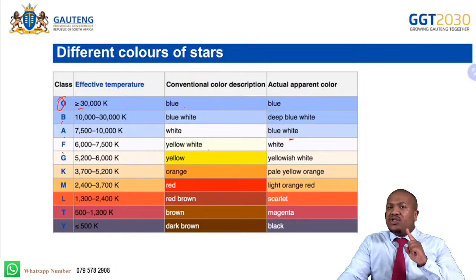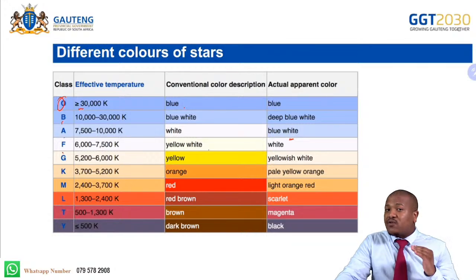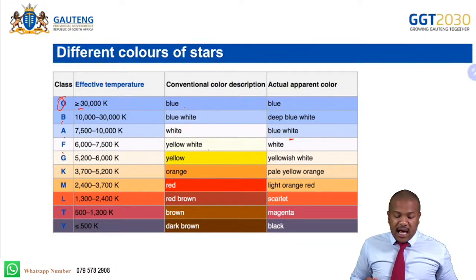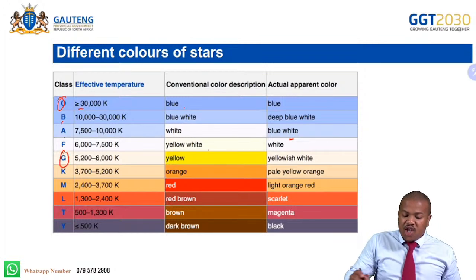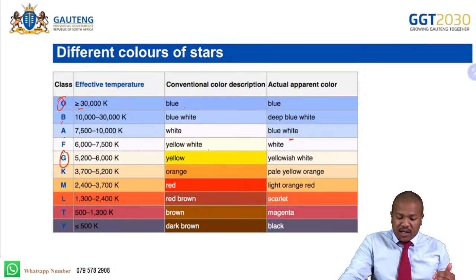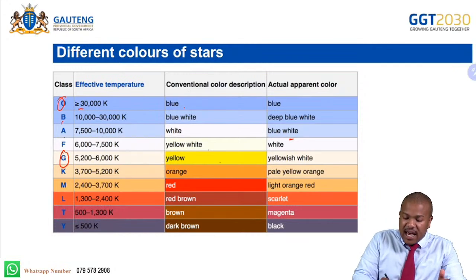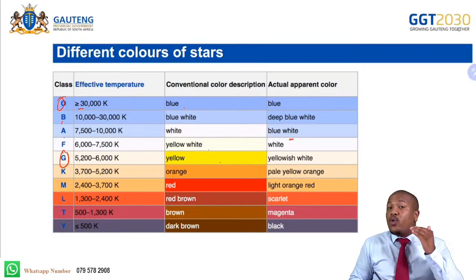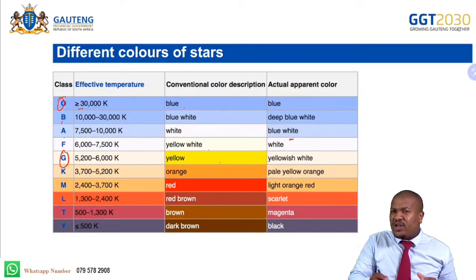But now, notice this one, and remember our topics from grade 8. Remember the temperature of the sun. At class G, you have 5,200 Kelvin to 6,000 Kelvin, and it has a yellow conventional color, and the color that you and I see is yellowish white.